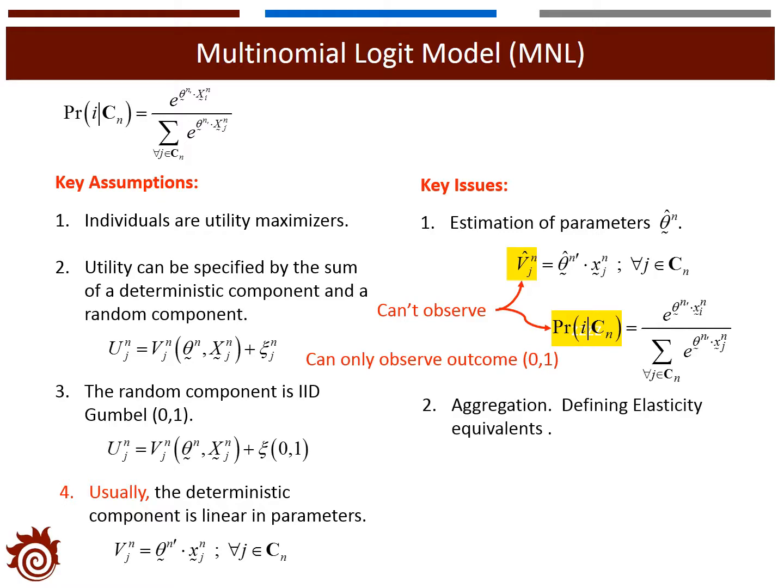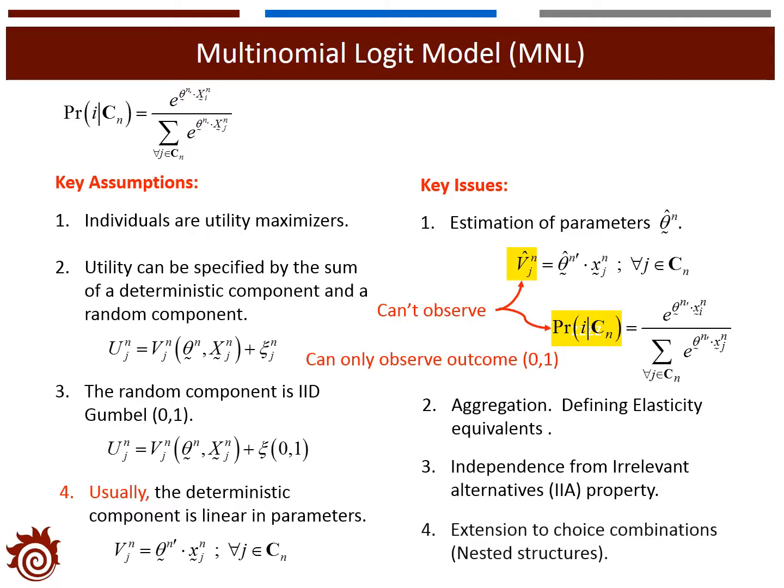The second issue we're going to solve is the aggregation. We want to define the elasticity of equivalence. And third, we're going to find out the independence from irrelevant alternatives property. And finally, we want to extend this model to choice combination, which means we're going to try to understand nested structures. In this lecture, we'll focus on the estimation of the parameter theta n.